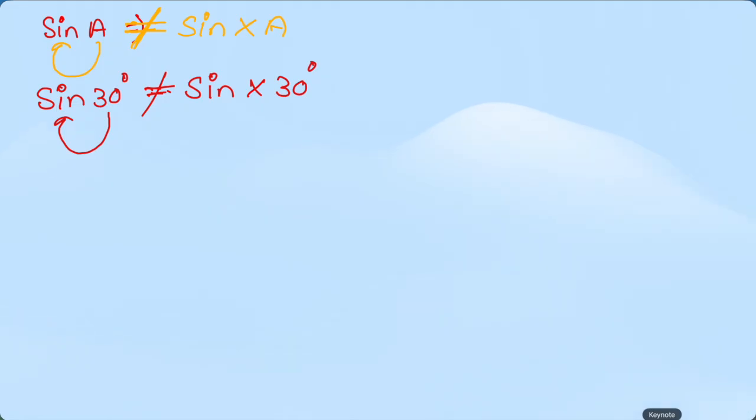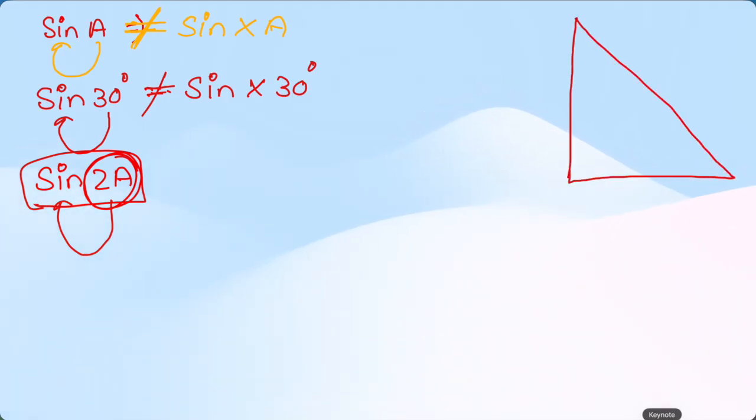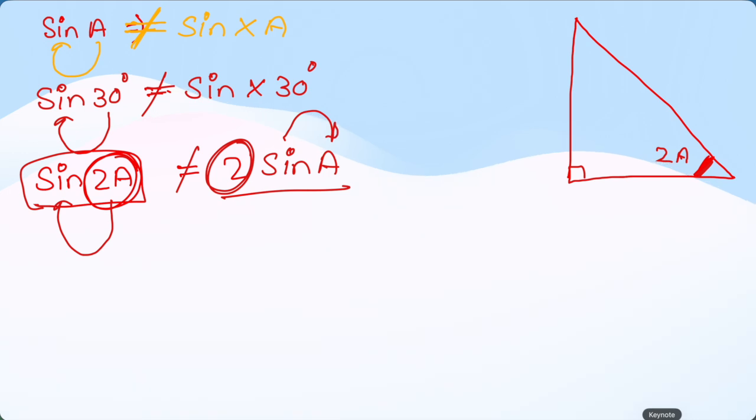Similarly, if somewhere it is written as sine 2A, sine 2A means this 2A is the complete angle and I am taking sine of it. This is my right angle triangle and the angle with respect to which I am talking is 2A. This is not equal to 2 sine A. That is wrong. Clear? 2 sine A is 2 times sine of angle A, and sine 2A is sine of this 2A angle. Hope it is clear.